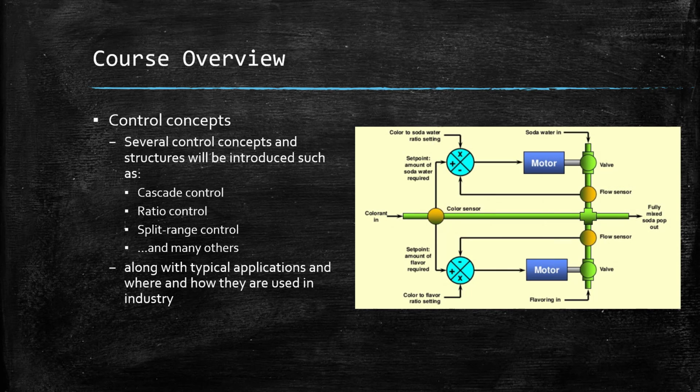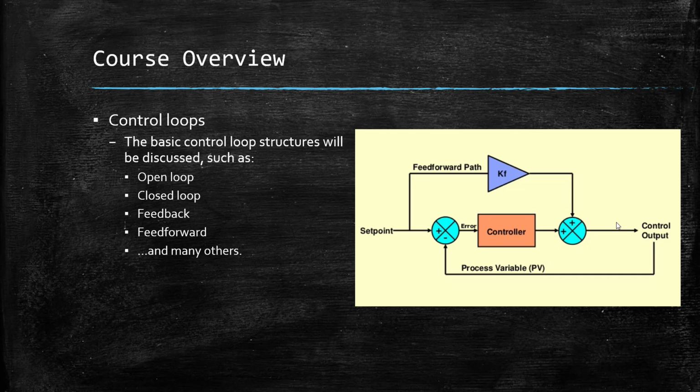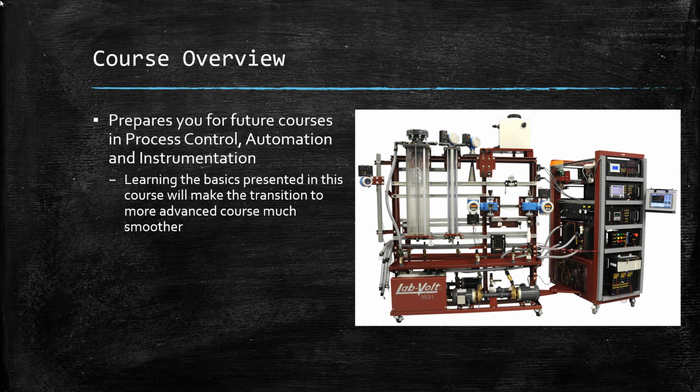We're going to be talking about some control concepts, several structures and different control concepts such as cascade control, ratio control, split range control, and we're going to show you the typical applications where they are used. We'll be talking about different types of control loops such as open loop, closed loop, feedback, feed forward, and a whole lot of others. This course is going to prepare you for future courses in the electromechanical program, such as Instrumentation 1 and Instrumentation 2.